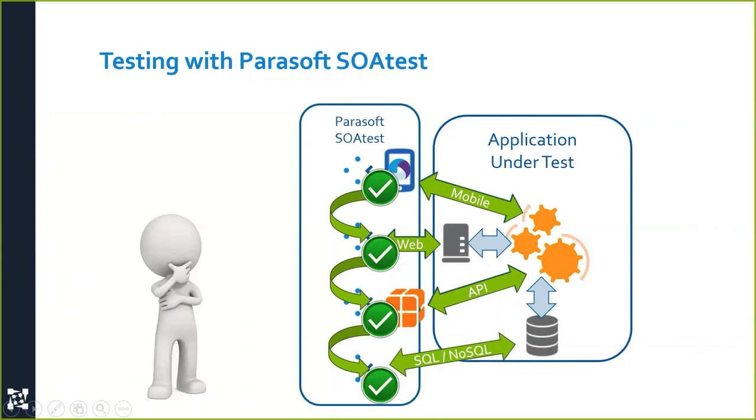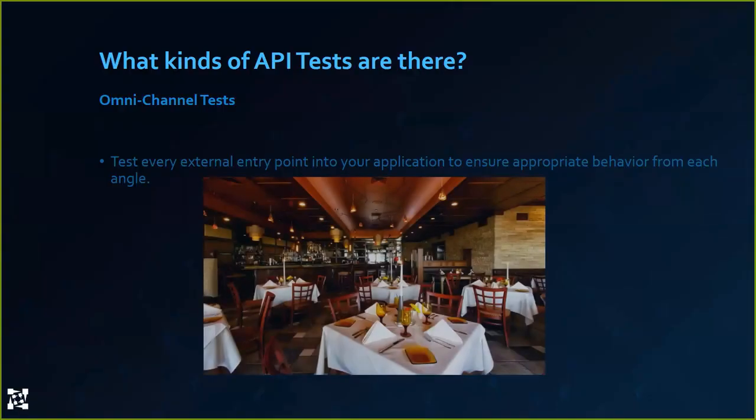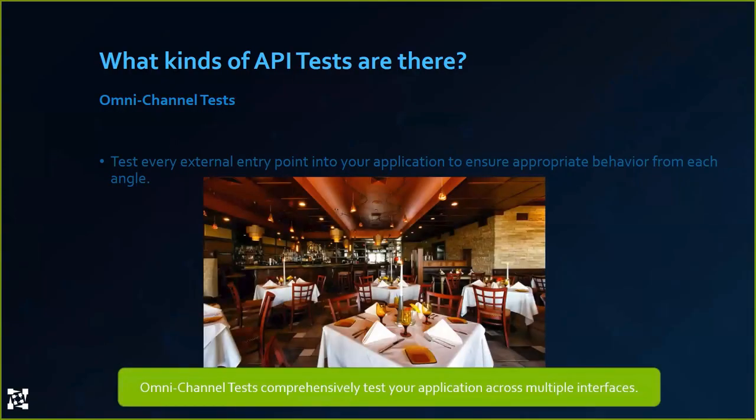Now, this is just one example of an end-to-end test. What omnichannel testing is all about is end-to-end testing, every single permutation of this that we can possibly fathom. So omnichannel testing with our restaurant here will allow us to comprehensively test our application across multiple interfaces.